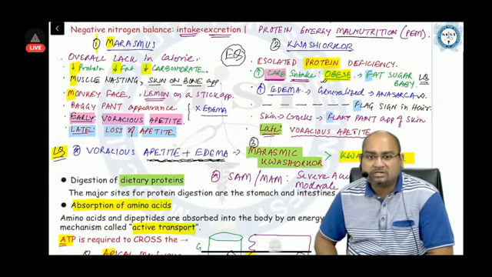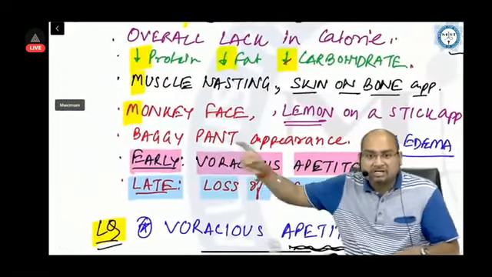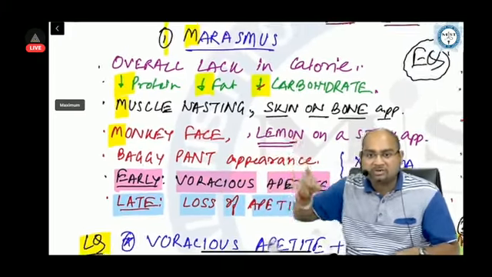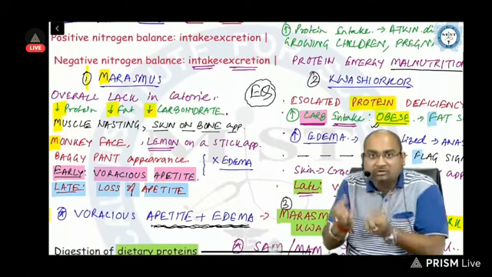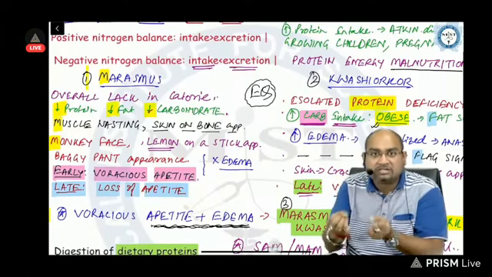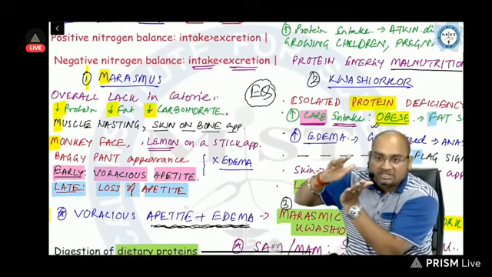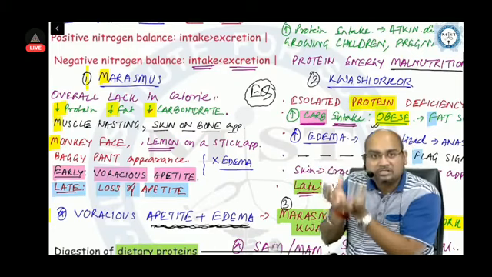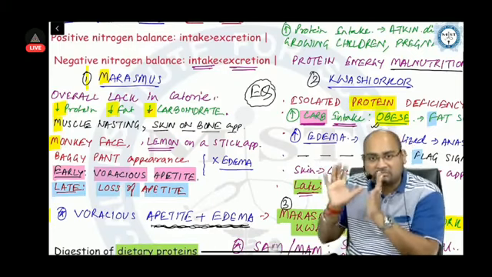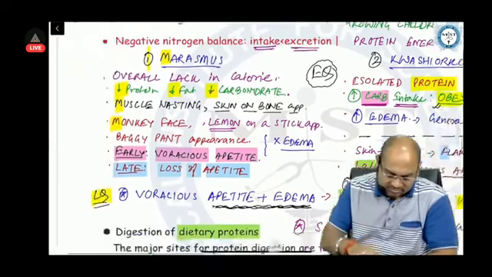Lemon on stick appearance, skin on bone appearance, monkey face, muscle wasting, baggy pant appearance. Baggy pant appearance can also be seen in patients of marasmus, where the skin will be loose, with no muscle to hold the skin, so it will be falling over the buttocks. That's why this appearance is called baggy pant appearance. There is skin, below it bone, and in between the muscle is missing, so the skin will be loose over the bone. This sort of appearance is called baggy pant appearance seen over the buttocks, in marasmus.